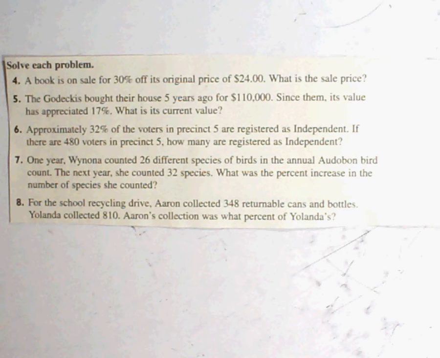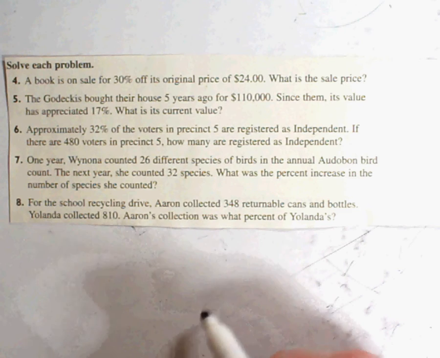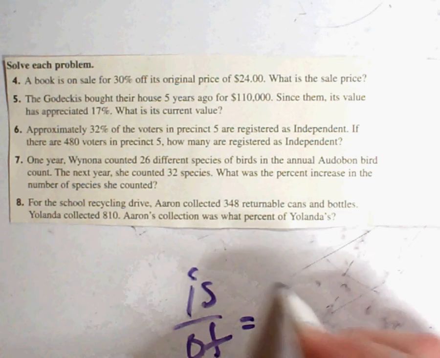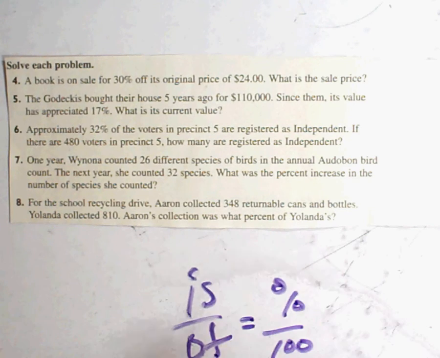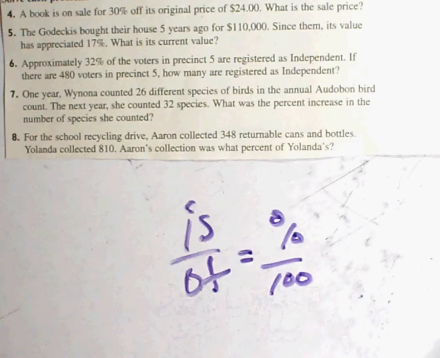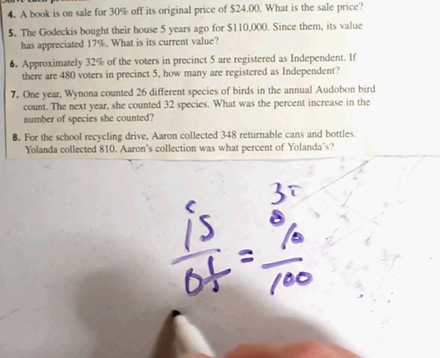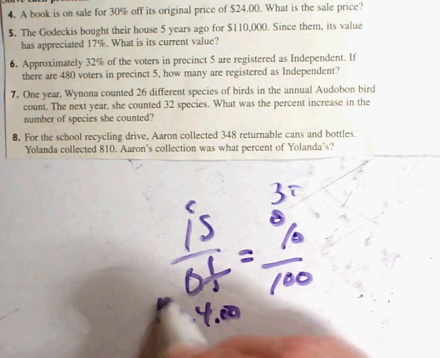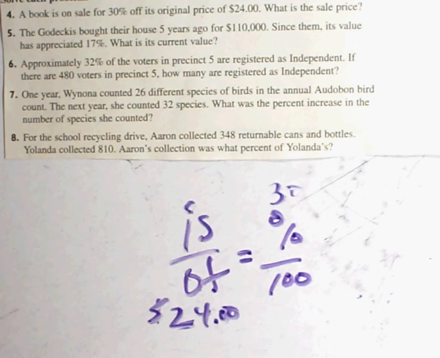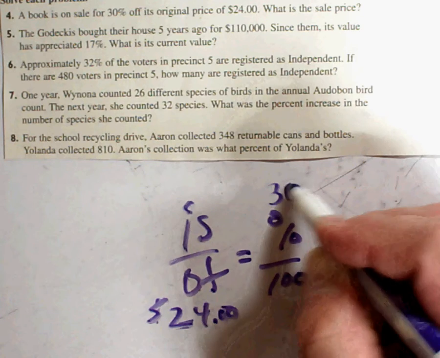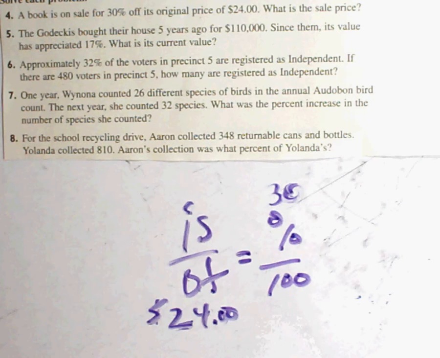Okay, a book is on sale for 30% of its original price, $24. Okay, so we're going to do our fraction again. Is over of equals percent over 100. So the percentage is 30%. Got that. Of $24, what is the sale price? Okay, so I got to think about this. And how much did it ask me? How much did I save? No, what's the sale price?